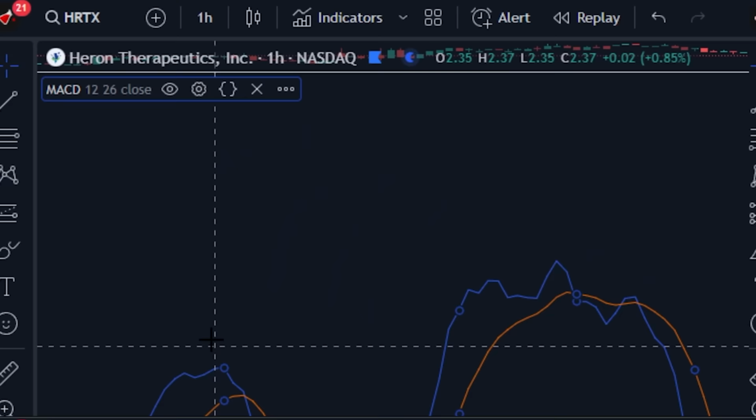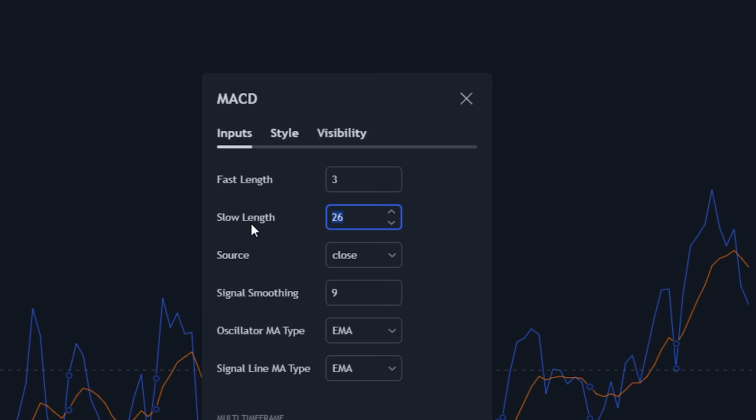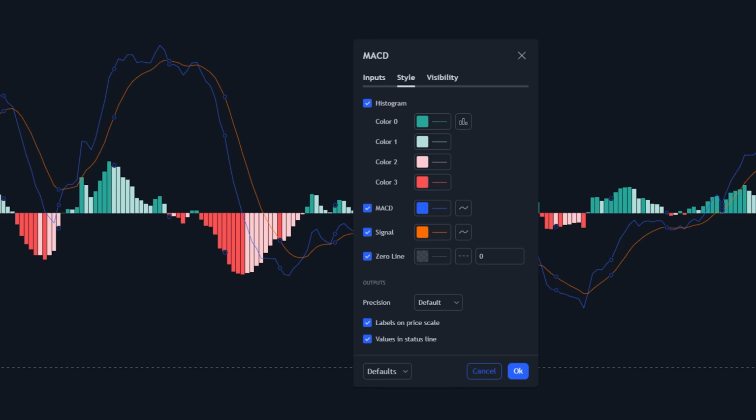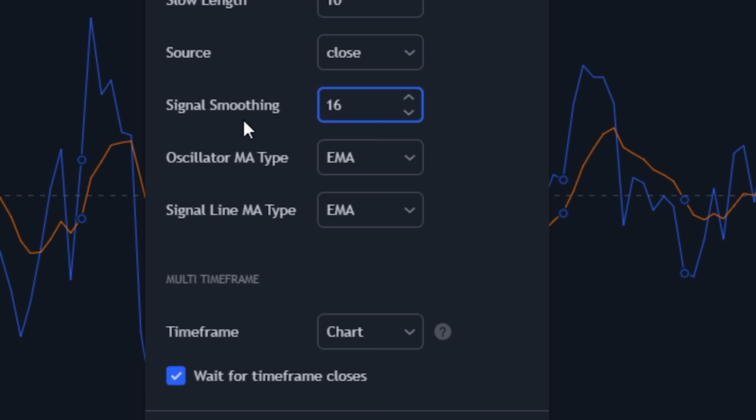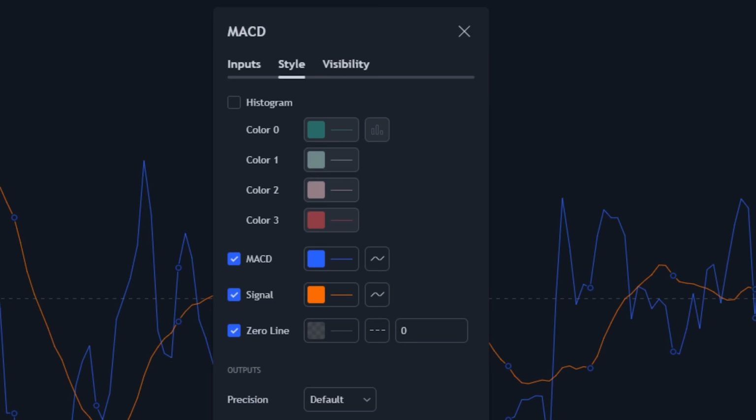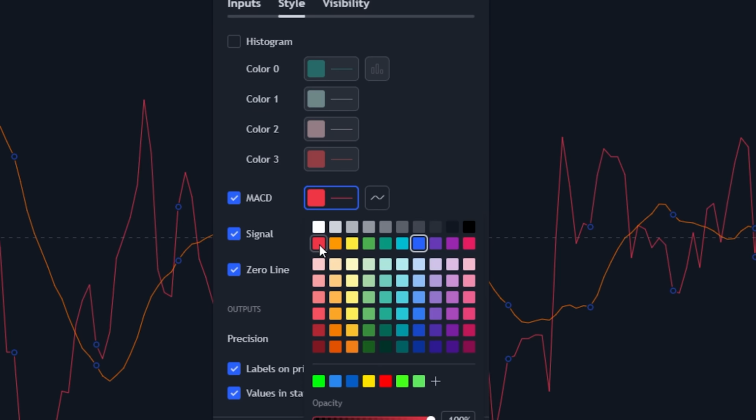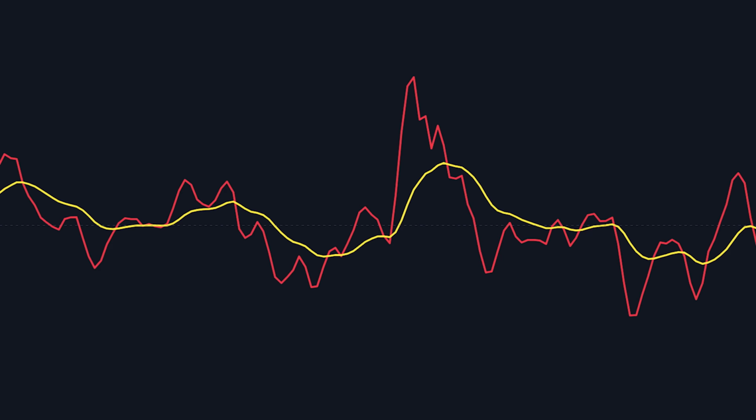Go to the settings of the MACD. You're gonna change the fast length to 3, the slow length to 10, and the MACD length to 16. And then you're gonna wanna uncheck the histogram. You also wanna make sure the average type is set to simple. I'm also gonna change the colors of the lines for simplicity's sake. I'm gonna make the MACD line red and the signal line yellow. Our indicator is now set up and it's looking good.